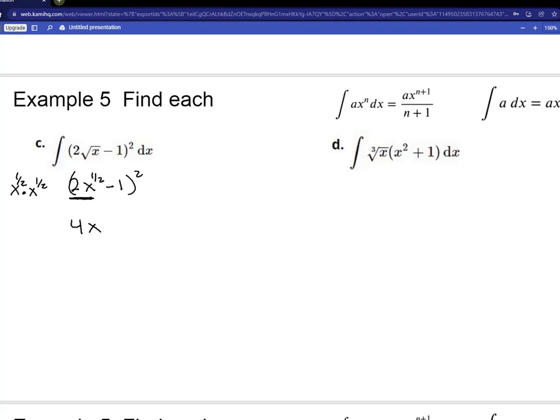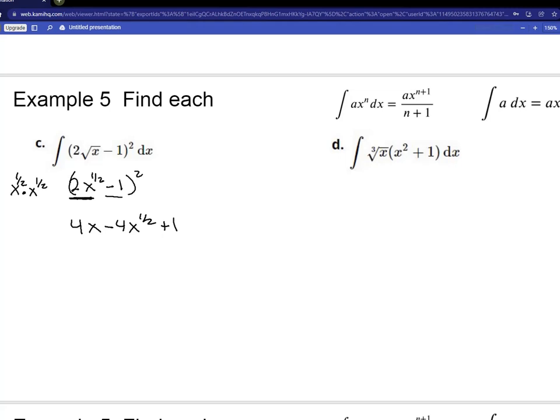Now, let's multiply. What's -1 times 2x to the 1/2? Negative 2x to the 1/2. Now double it: negative 4x to the 1/2, right? Because I'm only multiplying a base times a number, so the power is not going to change, right? And now square the last one. What's -1 times -1? Positive 1. All right, so now I've made this much more workable.